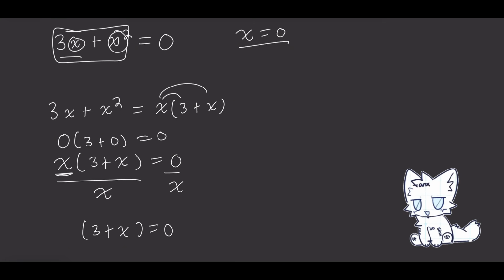Now we have this 3 plus x is equal to 0. We can utilize what we learned before. The opposite of addition is just subtraction. So we can minus 3 on both sides and get the solution x is equal to negative 3.